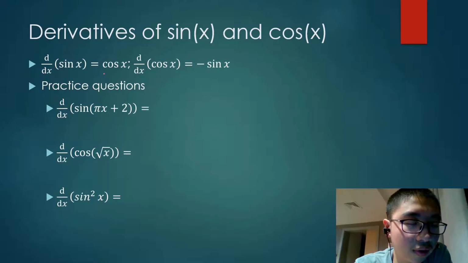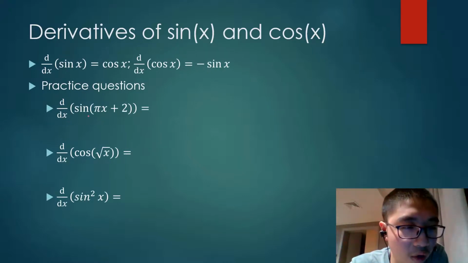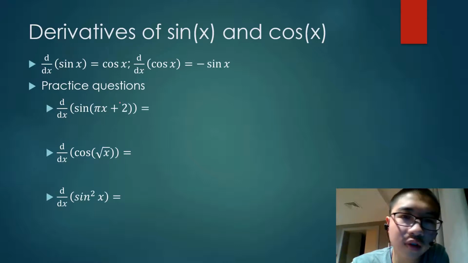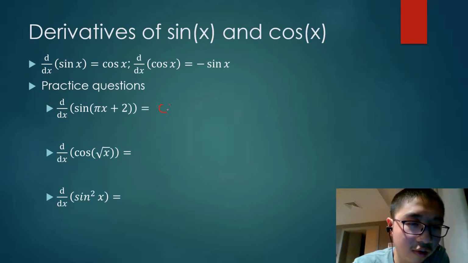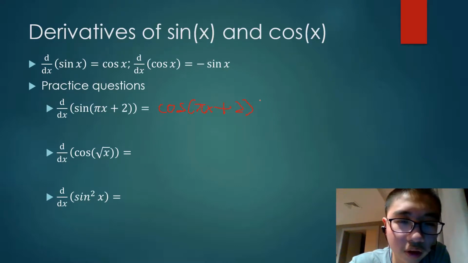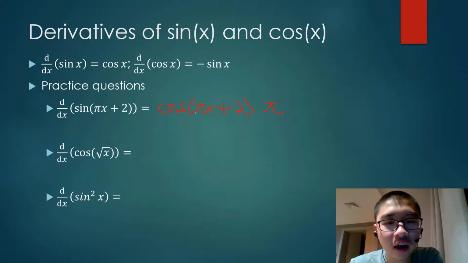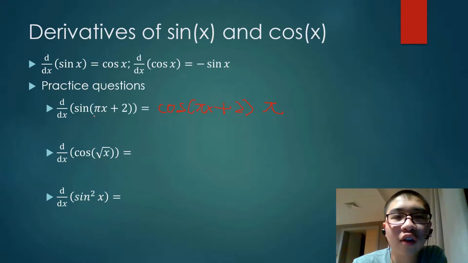Let's use the chain rule, because sine of pi x plus 2 is not sine x, it's some other function inside the sine function. So we need to use the chain rule. So firstly, we know the derivative of sine x is cosine x. So the first part is just cosine of pi x plus 2. Alright, now let's apply the chain rule. The derivative of pi x plus 2 is pi. So it's cosine of pi x plus 2 times pi, which is the derivative of sine of pi x plus 2.